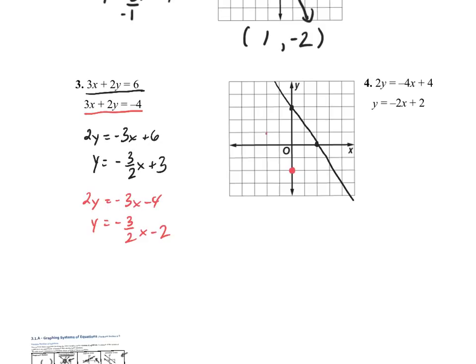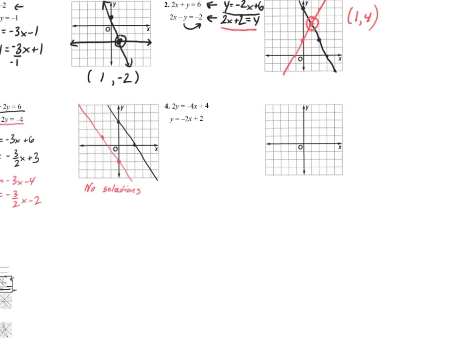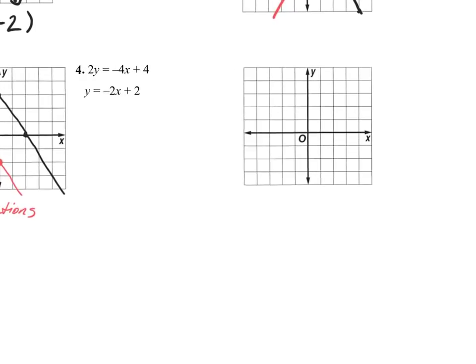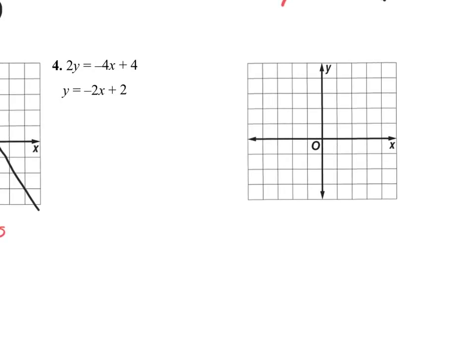Minus 2 is there. Oh, that doesn't look right. Ha! I didn't do anything wrong. Take a look at this. So if I draw that line in there, do these lines ever cross? No. So this is going to be a no solutions type of graph. Let's look at the next one here, just to finish this off, number 4.